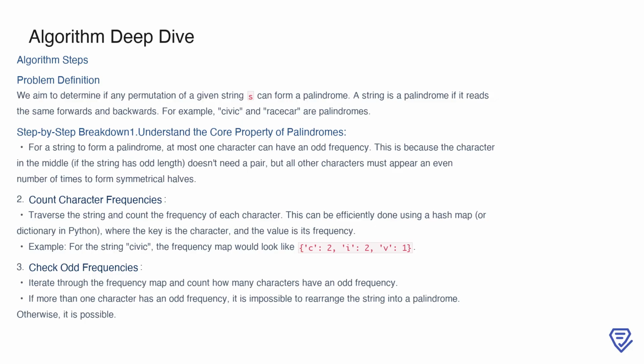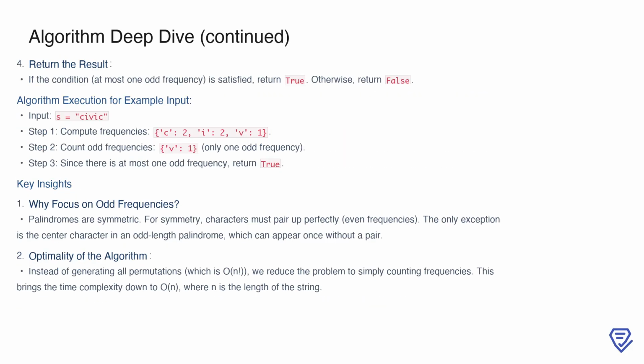The algorithm begins by counting the frequency of each character in the string, which can be efficiently done using a hash map. For example, in the string "civic", the frequency map would be c:2, i:2, v:1. Once we have the frequencies, we then count how many characters have an odd frequency. If more than one character has an odd frequency, it's impossible to rearrange the string into a palindrome. Otherwise, it is possible to form one. Next, we determine the result based on the odd frequencies. If there is at most one character with an odd frequency, we return true, otherwise, we return false.